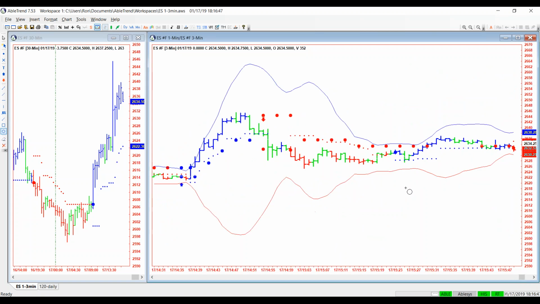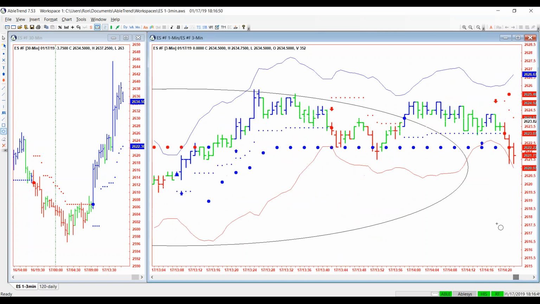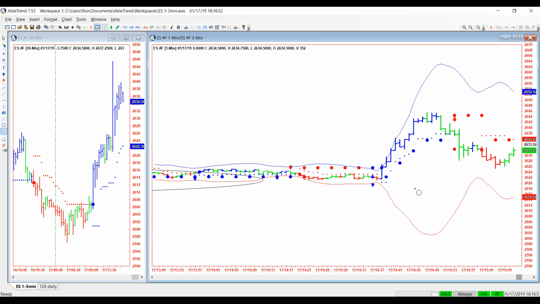Of course, you had the big move right here, and that was a tough one to get in, and it was at the bands, but it was the first blue bar with the big blue dot in the middle. It was quadruple confirmation, so you got to take it.